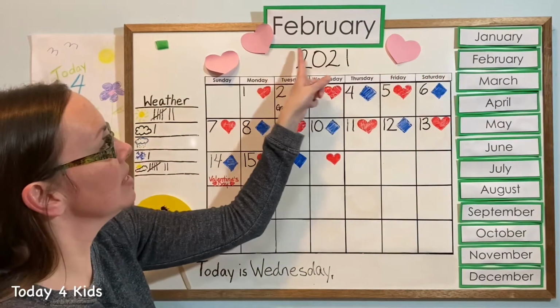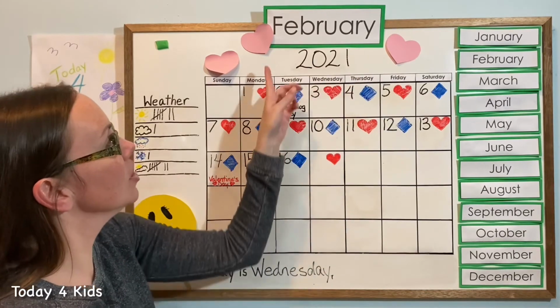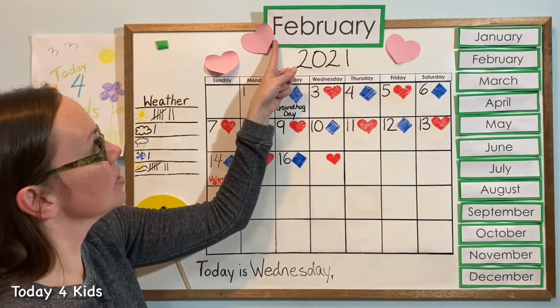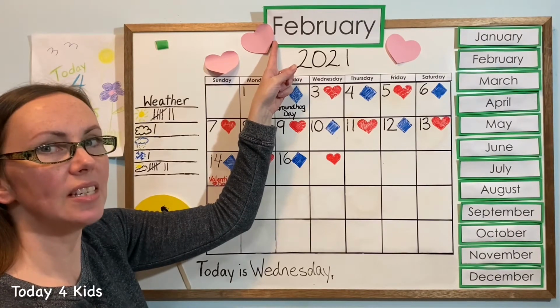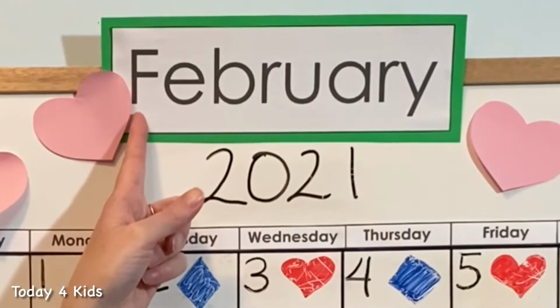And we always put the name of the month at the top of the calendar. And February starts with the letter F. F, like furry or fuzzy. Capital F, because it's the name of the month.